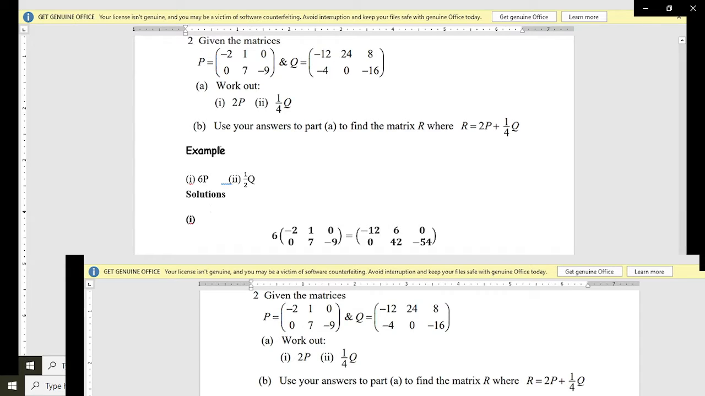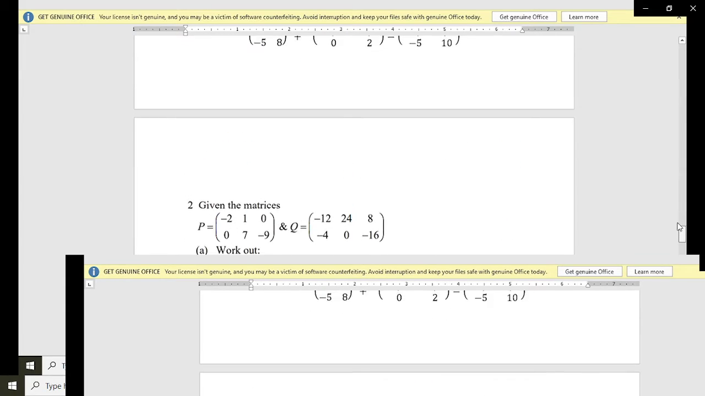Part B: use your answers to part A to find the matrix R, where R is 2P plus a quarter Q. Okay, so now they put it separately. They make you do two workings. You see what happened in there? We worked out the 2P and the quarter Q separately and then we bring them together. Just like how we did up there.